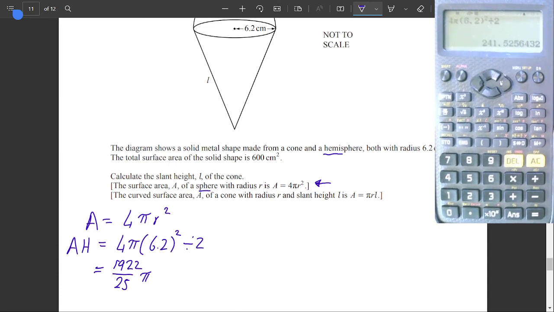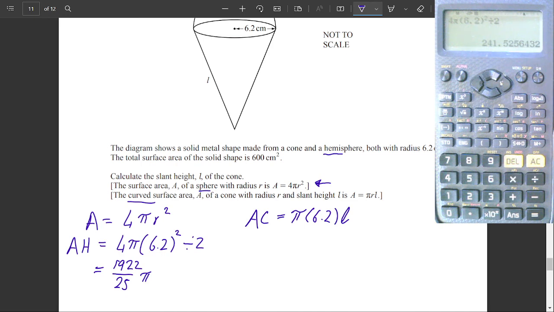Excellent. So what other information do we have? Okay, the curved surface area, it's good, because it leaves out the base of the cone, which is not relevant here, so we can ignore that. Of a cone with a radius r, slant height L is pi r L. So in that formula there, the area of the cone is pi, we got the radius 6.2, and L is what we don't have.